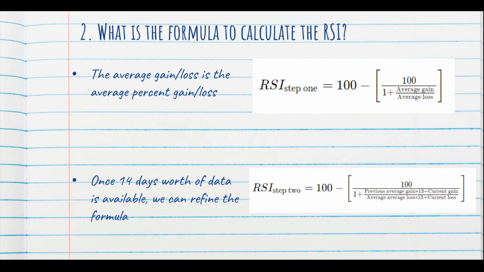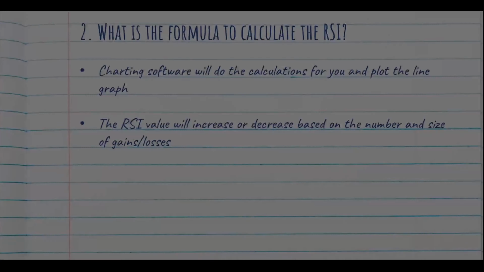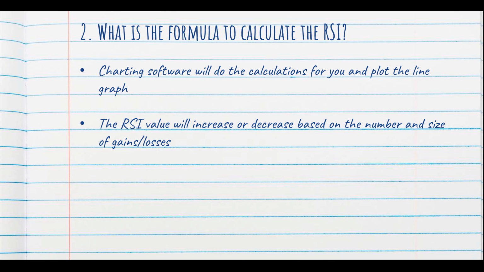So what is the formula to calculate the RSI? I give you the two formulas here, although this is not important as most, if not all, charting software calculates the RSI for you. But as you can see, the average gain or loss is represented as the average percent gain or loss, and we typically use 14 days worth of data so we can refine the formula. So charting software will do the calculation for you on the fly and will plot the line on the graph, usually below the stock price chart. This RSI value will increase or decrease based on the number and size of the gains or losses.